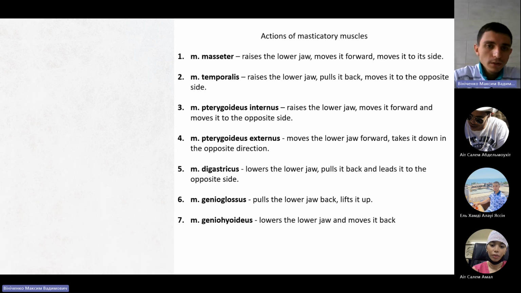Musculus digastricus lowers the jaw, pulls it back, and leads it to the opposite side. Musculus geniohyoideus pulls the lower jaw back, lifts it up.